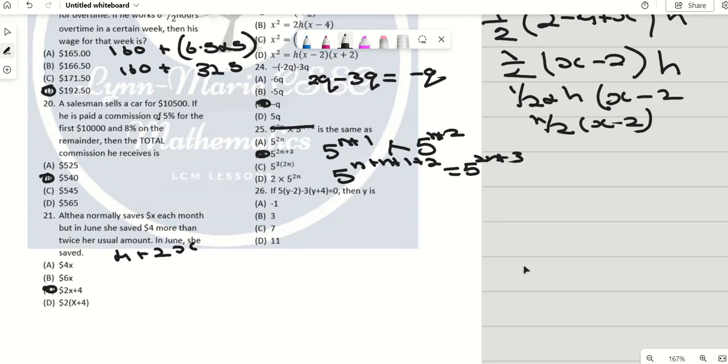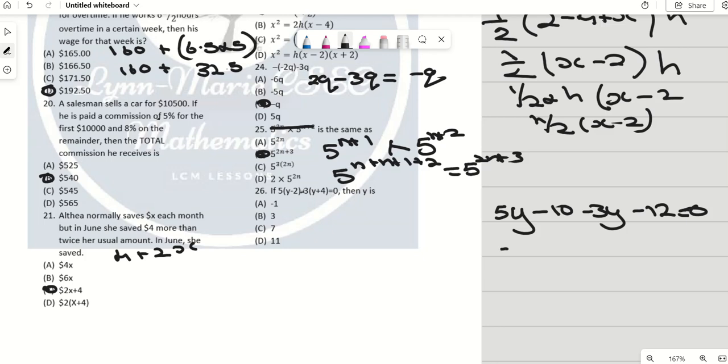Number 26. If 5 by y minus 2, close bracket, minus 3 by y plus 4 is equal to 0, then what is y? First off, when you see a question like this, we have to multiply it out and then make y the subject. So 5 by y is 5y, and 5 by minus 2 is minus 10, and then minus 3 by y is minus 3y, and minus 3 by 4 is minus 12. This is equal to 0.